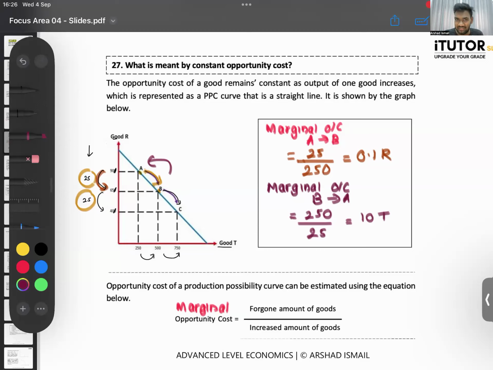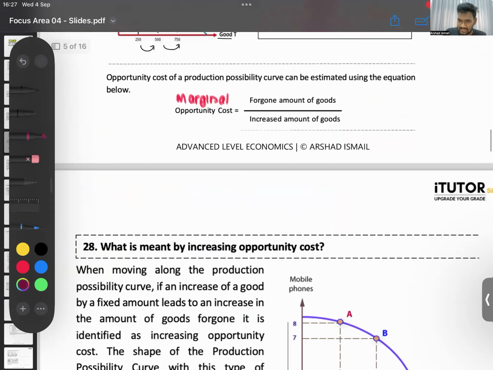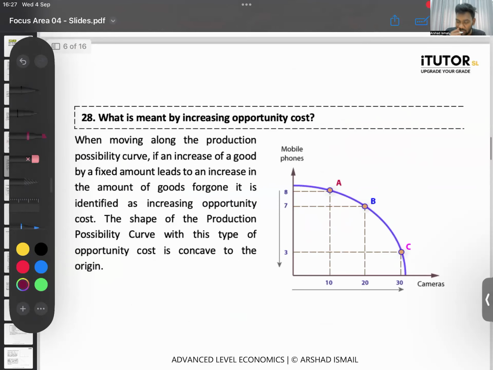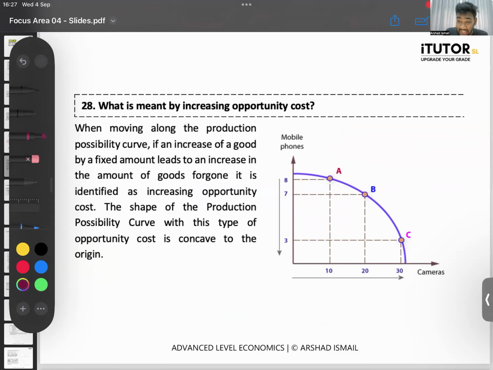A very easy thing. What's constant opportunity cost? Every time you increase the production of one good by an equal amount, the amount of the other good you sacrifice remains constant. So when there's constant opportunity cost, how does your PPC look? It's a straight line PPC. Then am I going into increasing opportunity cost? Now, what is increasing opportunity cost? Increasing opportunity cost is where, when you increase the production of one good by an equal amount, the amount of the other good you sacrifice keeps increasing.